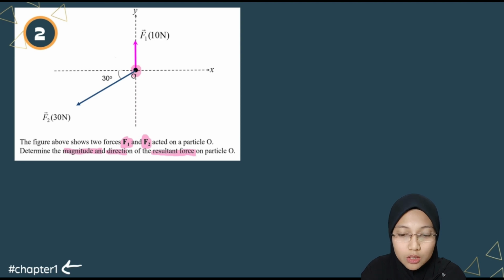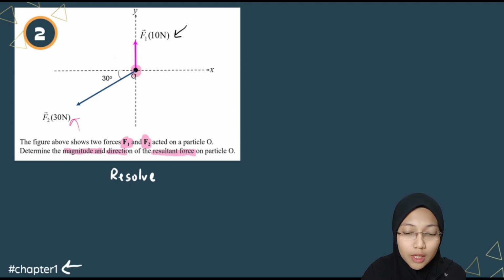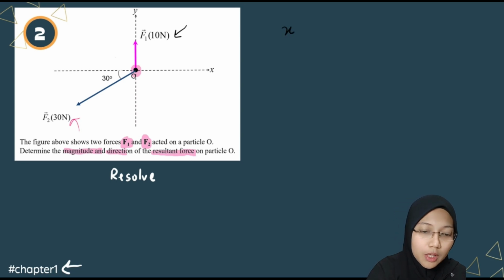So what we do here is resolve the force that we need to resolve. Apparently from the question, F2 needs to be resolved and F1 is already on the y-axis, so we don't need to resolve F1. To have a proper solution, we suggest that we solve our question in a table because we have quite a lot of xy components to be determined. So we better have a table so that you can put the values in a proper way.